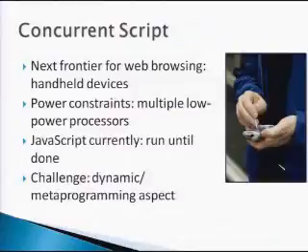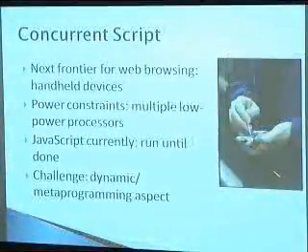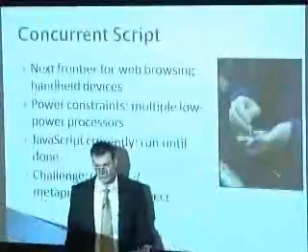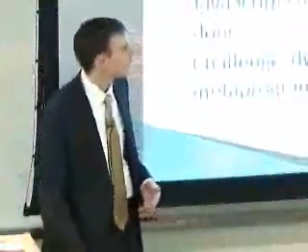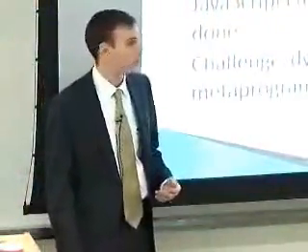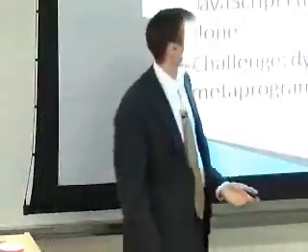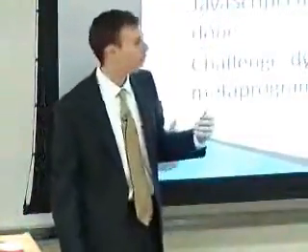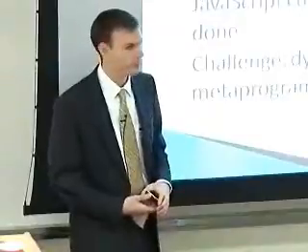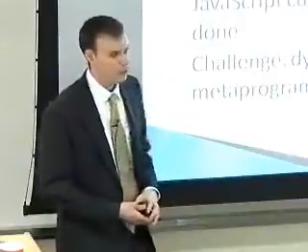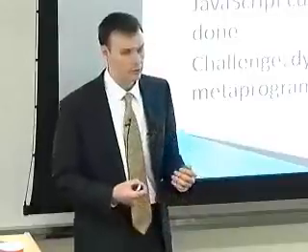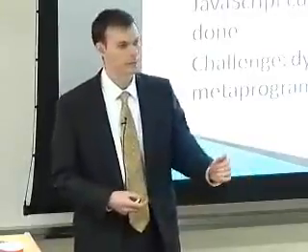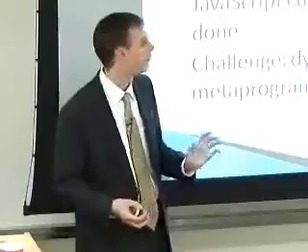Another thing is concurrent JavaScript, where what we see is that these handheld devices like cell phones and BlackBerries look like they're becoming the next frontier for web browsing. And they have power constraints. The result is that we'll expect to see multiple low-power processors rather than a single high-power processor. And currently, JavaScript's concurrency policy is when a thread starts, it runs until it's done. There's no interleaving, there's no preemption, nothing.